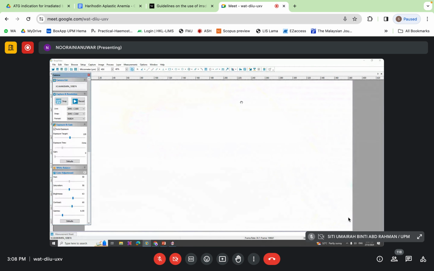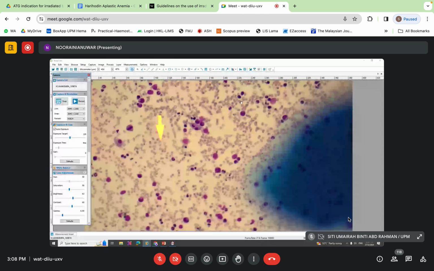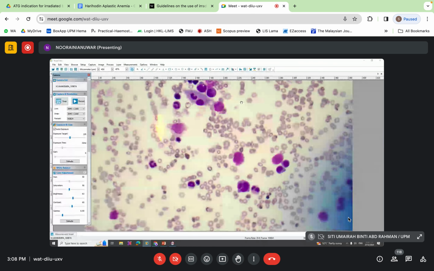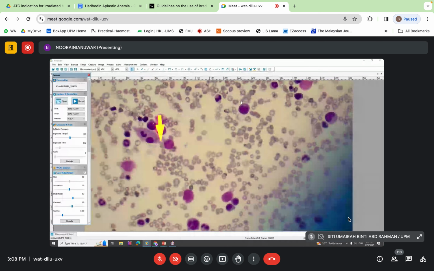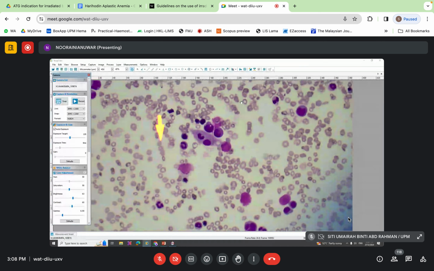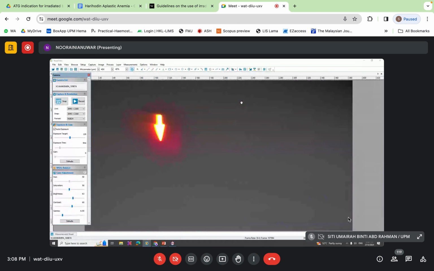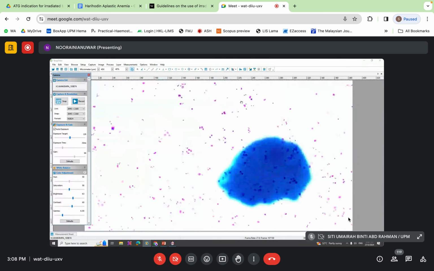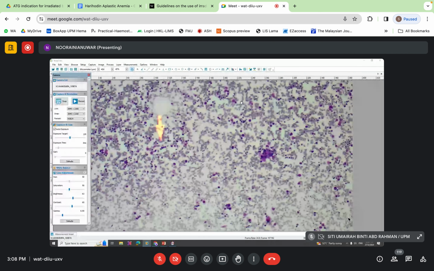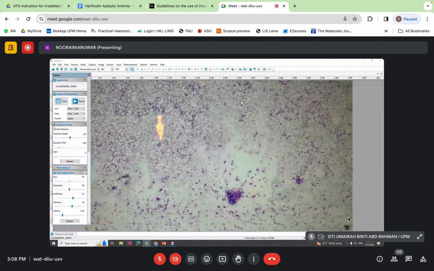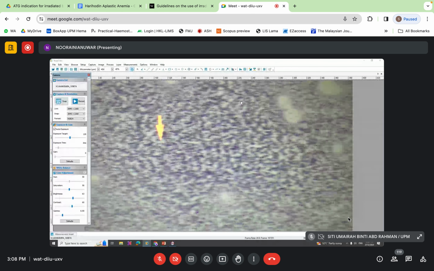This one you can see another macrophage there. It was engulfing the surface. Greedy, it has eaten the metamyelocyte. I want to show that some of them are also engulfing multiple areas inside, but I cannot find it.